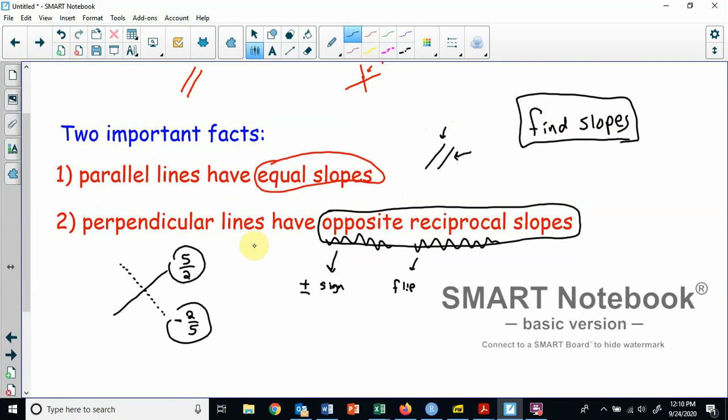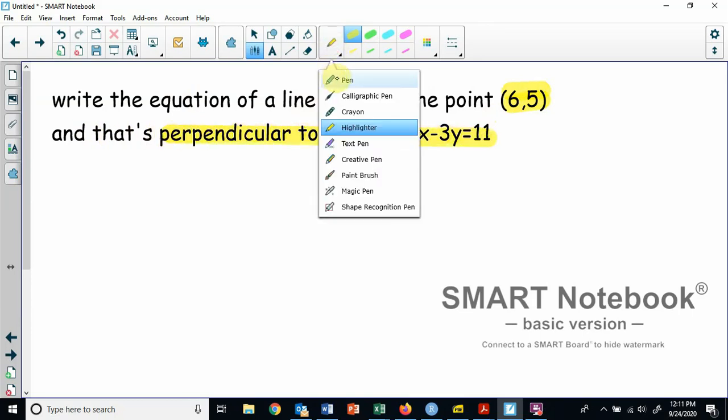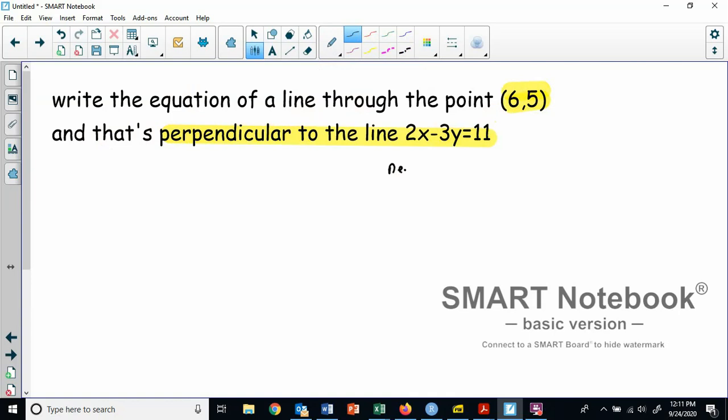So these are the hardest, in my opinion, not because they're really harder, but because they take more work. So here's an example. Let me get my highlighter out here. It says we want to write the equation of a line through the point, so once again we have our point, and it is perpendicular to this line. So if I'm thinking about my two needs, I need a point and I need a slope to write my equation.